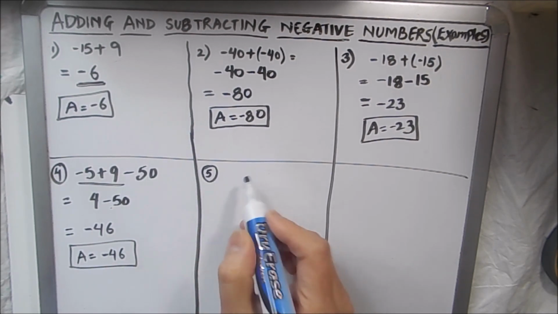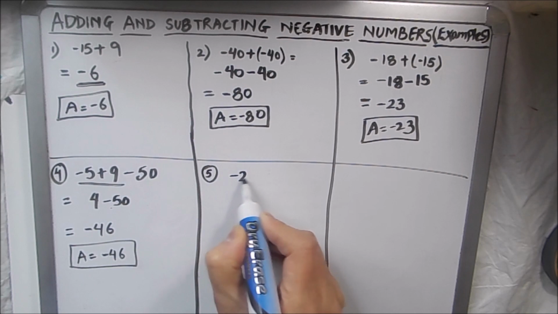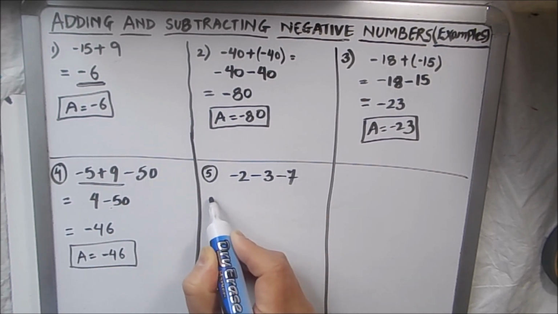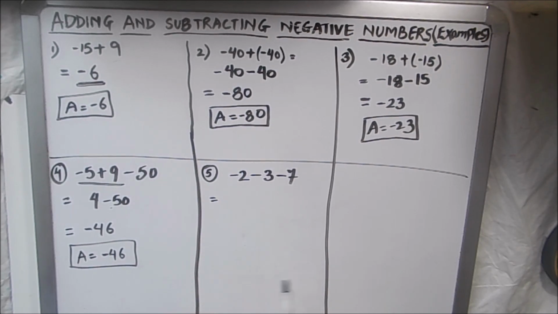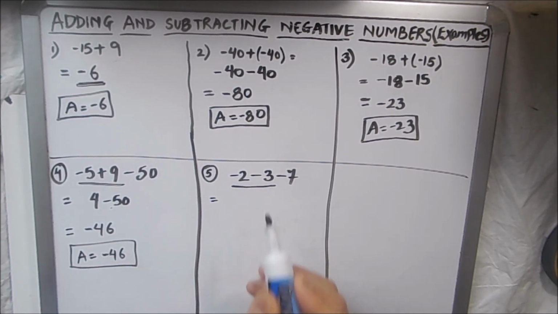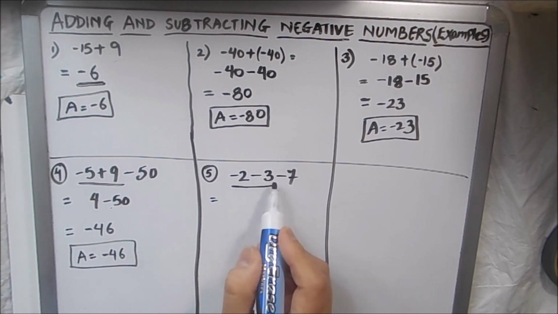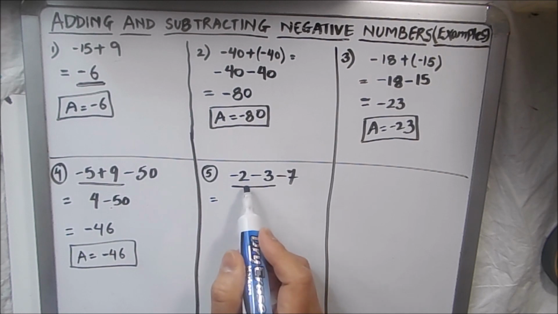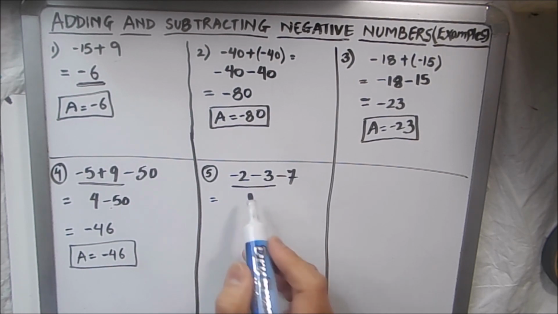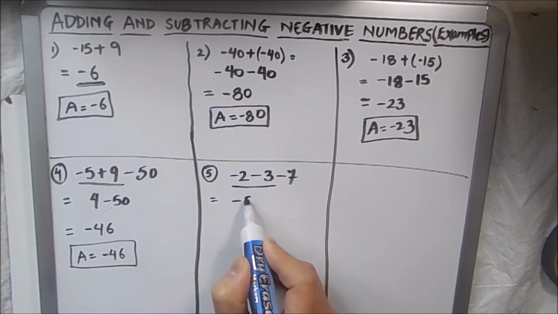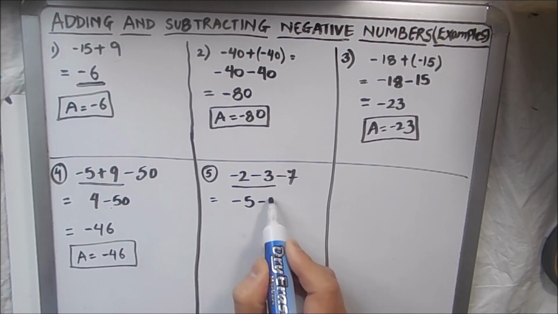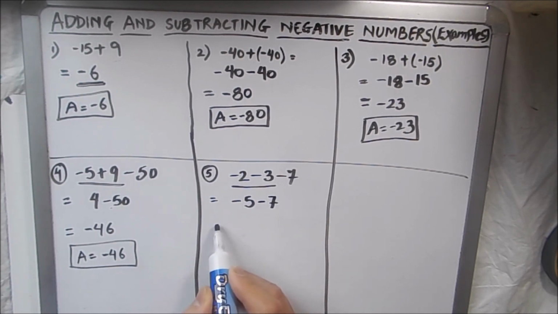Let's take one more example. So here all three numbers are negative. So first we'll take these two numbers together. So negative 2, negative 3, the two numbers are negative, so the operation will be plus or addition. So the answer is minus 5 because the bigger number's sign is negative, so minus 5 and minus 7. We'll drop down the next one.